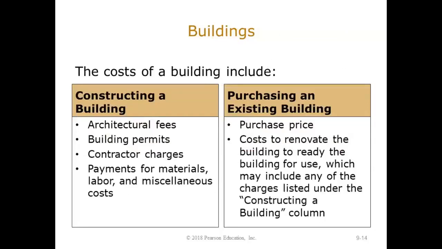If we actually purchase a building, what we really have is the purchase price of the building that we're going to buy, and then any cost to renovate the building for use. Okay? So again, with purchasing an existing building, it's going to be the actual purchase price of the building plus any associated costs to get it up and running or into usable condition. Or we can construct a building where we've got materials, labor, and miscellaneous costs in order to construct a building.